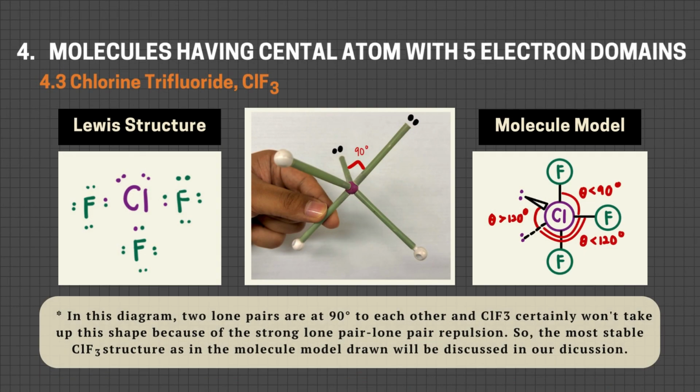Another molecule that has a central atom with 5 electron domains is chlorine trifluoride, which carries the chemical formula of ClF3. The Lewis structure is as follows. In this diagram, 2 lone pairs are 90 degrees to each other, and chlorine trifluoride certainly won't take up this shape because of the strong lone pair repulsion. So, the most stable chlorine trifluoride structure as in the molecule model drawn will be discussed in our discussion.